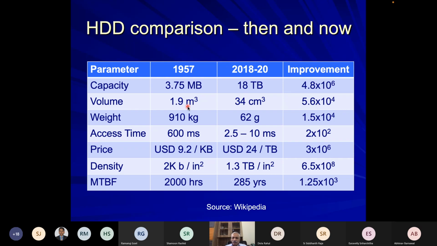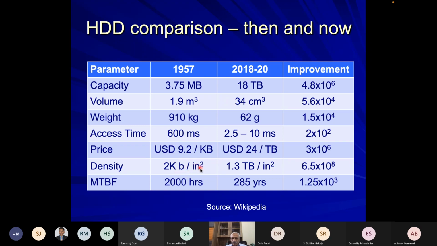The improvement in case of volume is in terms of miniaturization, so how much it has reduced. So here you're talking of meter cube and centimeter cube. Weight in terms of kilograms and grams. Access time in hundreds of milliseconds, here it is in milliseconds. The price 9.2 USD per kilobyte, here it is 24 USD per terabyte.